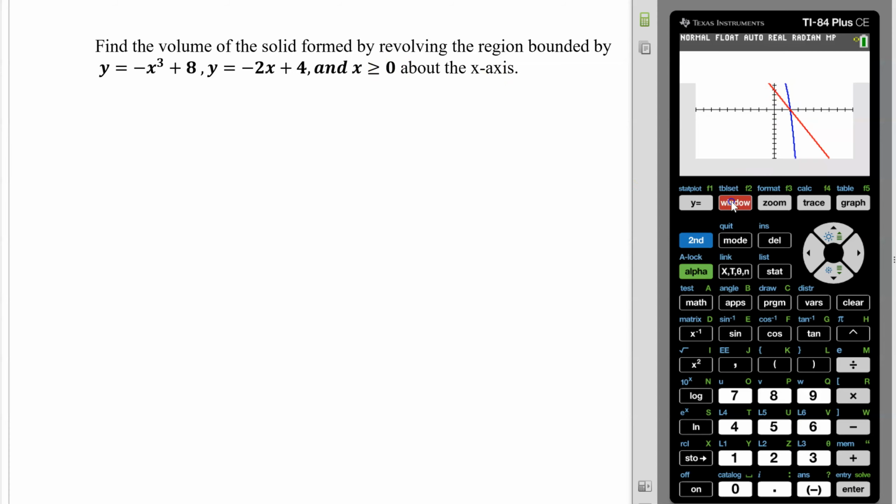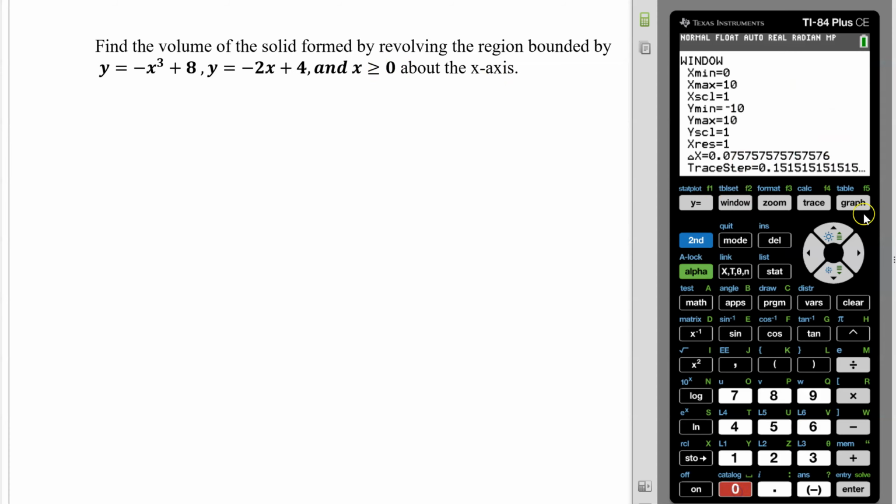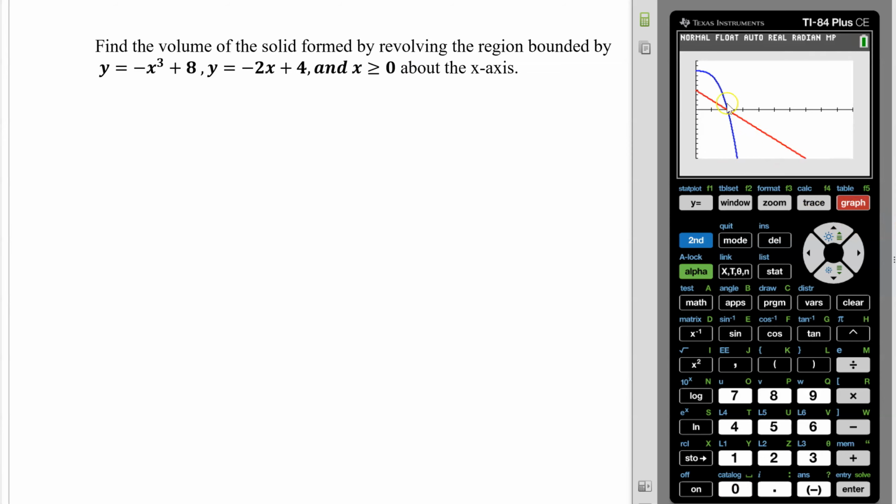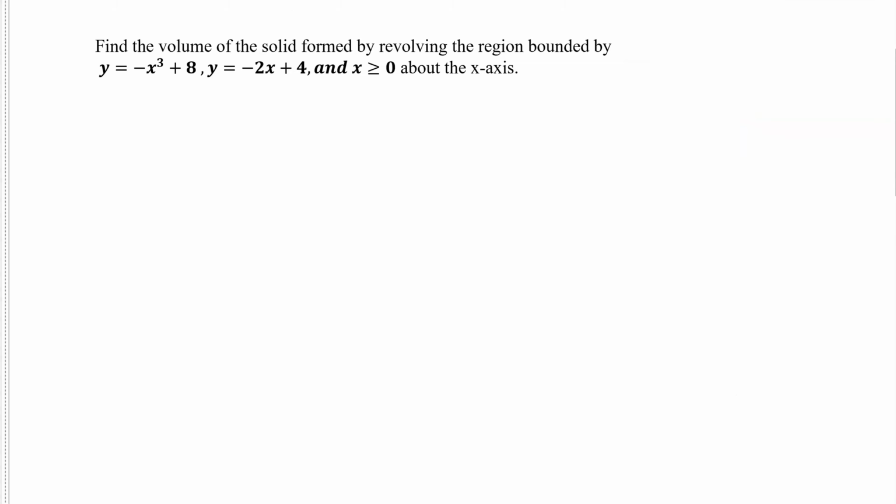That's our restriction. So if we go back in and put in 0 and then hit graph, there is our picture. And now we're going to rotate this about the x-axis. So let's graph this to get our picture. So we have that right there, and then we have our cube at 5.